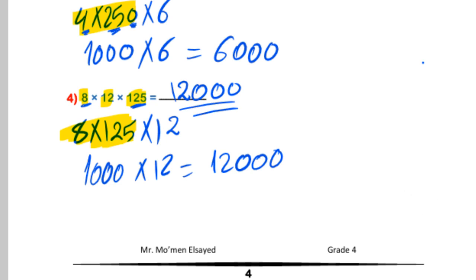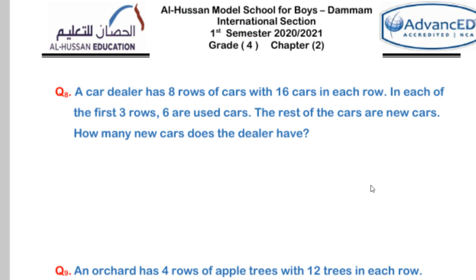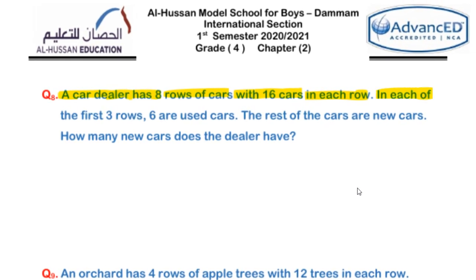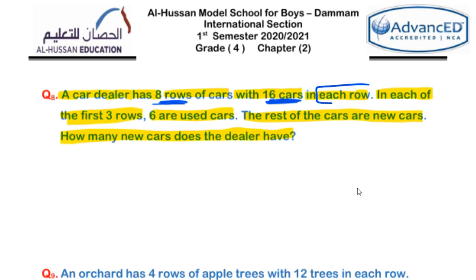Okay, guys, let's move to the next one. Let's read it first. A car dealer has 8 rows of cars with 16 cars in each row. In each of the first 3 rows, 6 are used cars. The rest of the cars are new cars. How many cars does the dealer have? First of all, we have 8 rows with 16 cars in each row.